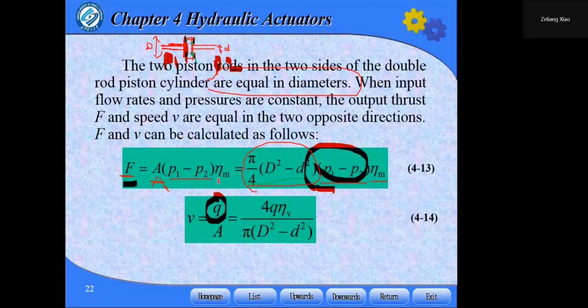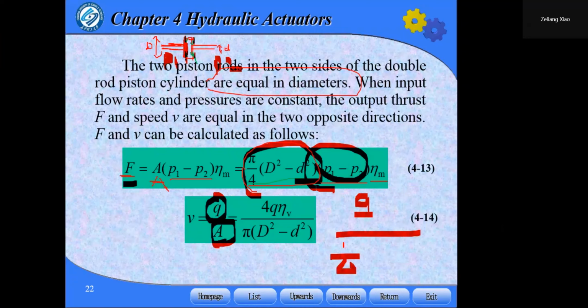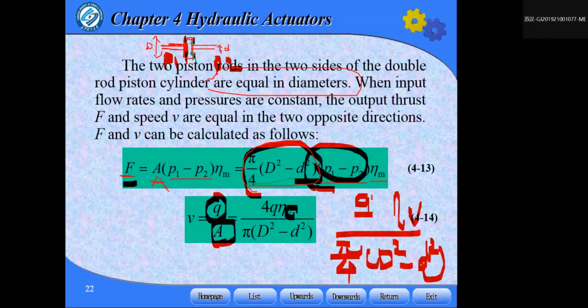This is the flow rate. This is the area. So the area is equal to this one, multiplied by the volumetric efficiency. So you can get this expression.